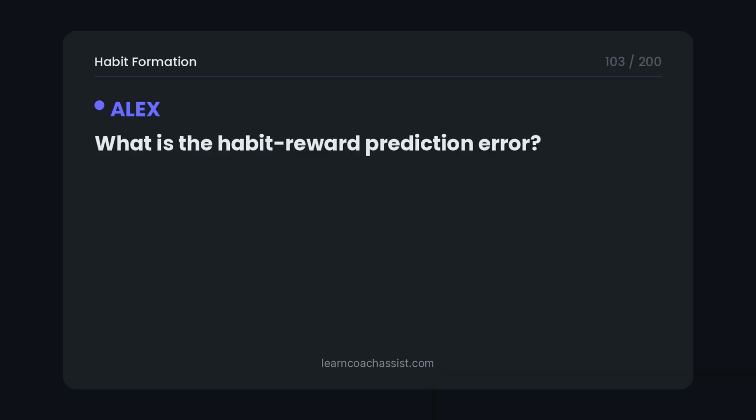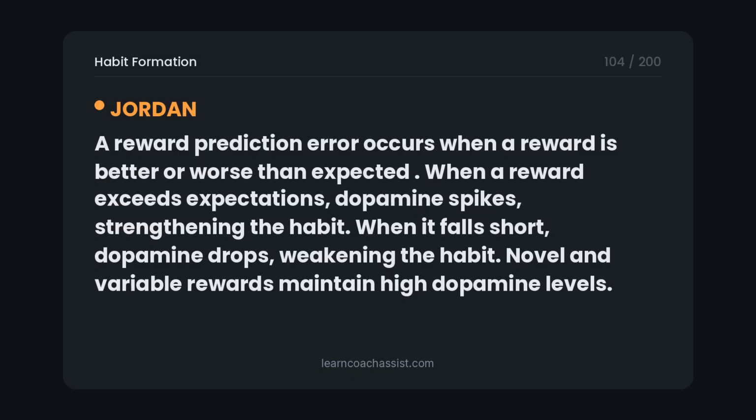What is the habit reward prediction error? A reward prediction error occurs when a reward is better or worse than expected.